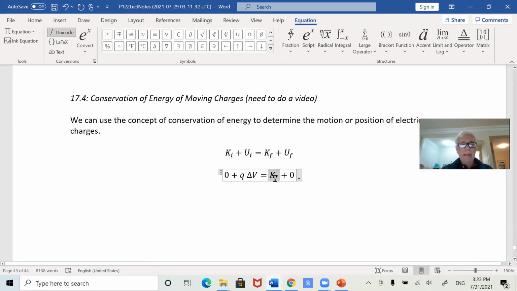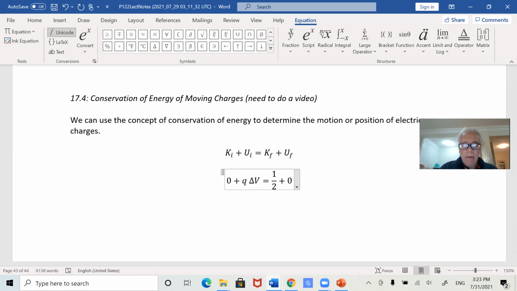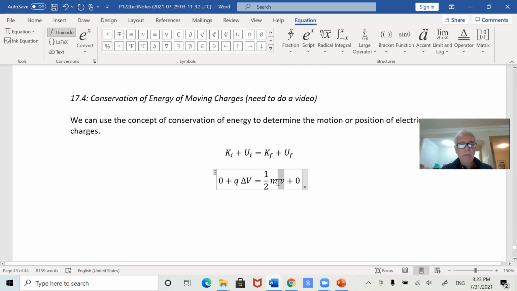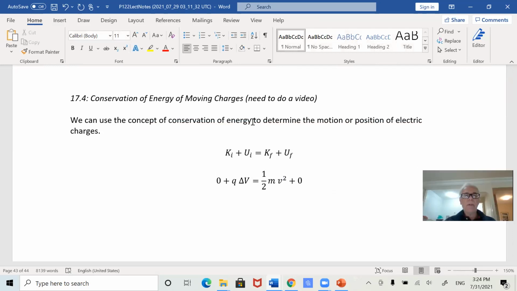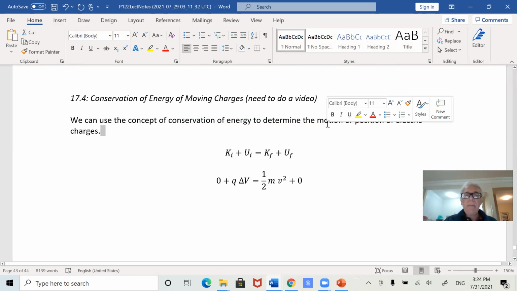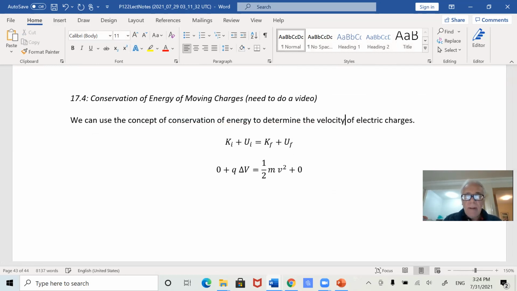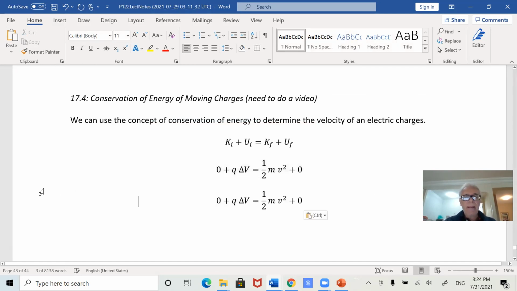And the kinetic energy is half m v squared. We have to know the value of the mass of the charge as well. We use the concept of conservation of energy to determine the velocity of an electric charge. Depending on the problem, you can also determine the position of the electric charge at a given spot in the electric field. Now we can solve this problem.